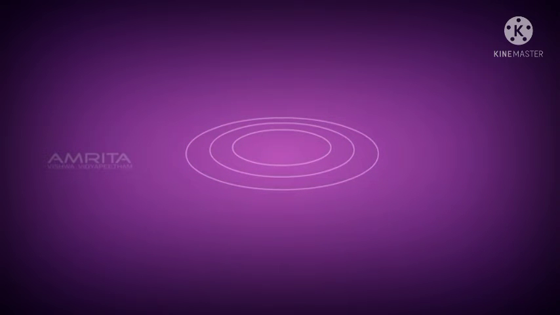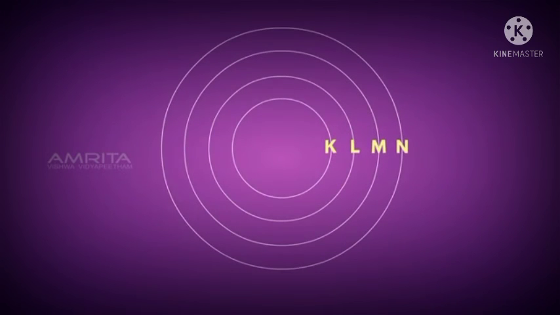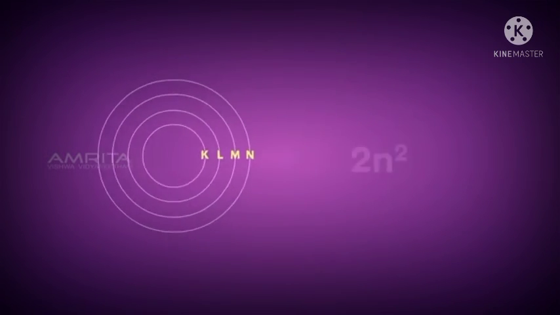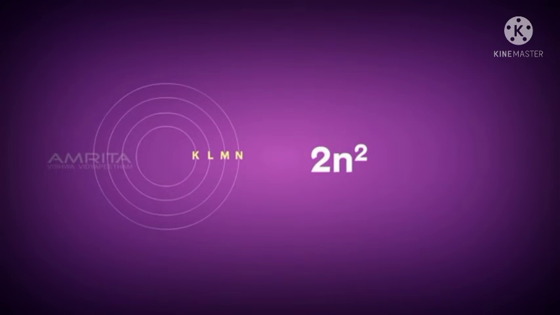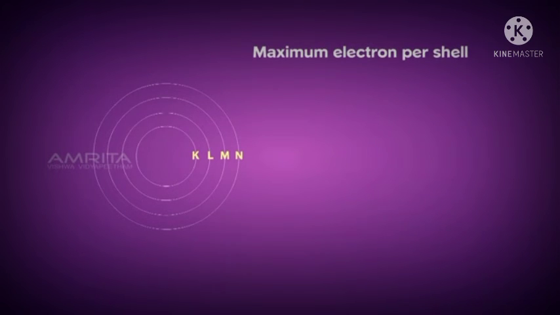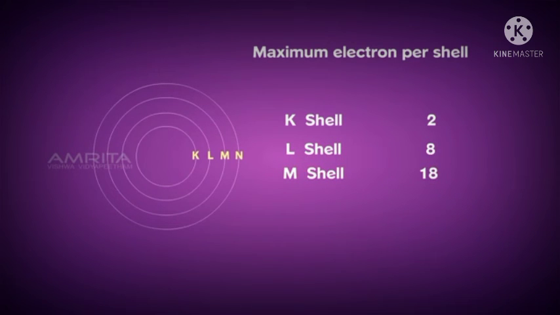The energy level or shell is designated by the letters K, L, M, and N. The maximum number of electrons that can be accommodated in a shell is 2n², where n is the shell number. The K shell would have 2 electrons, the L shell would have 8 electrons, the M shell would have 18 electrons, the N shell would have 32 electrons, and so on.